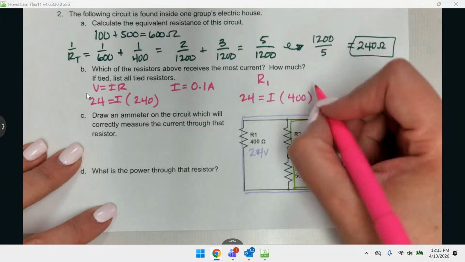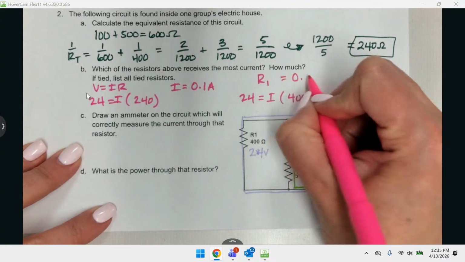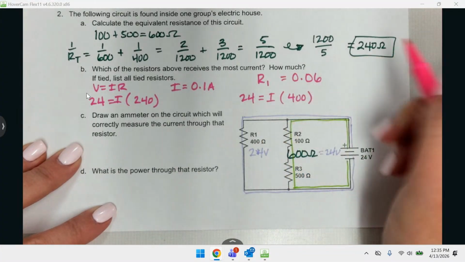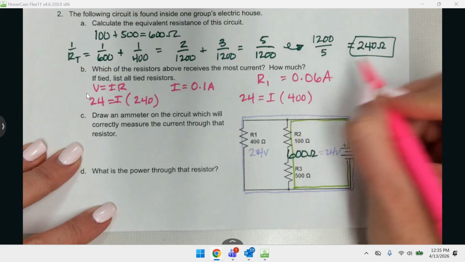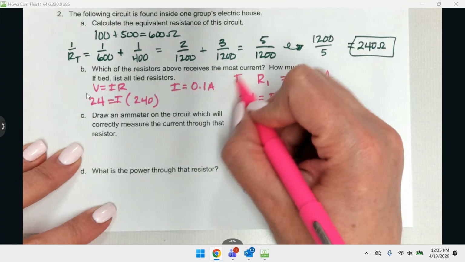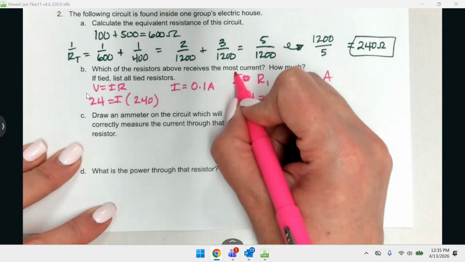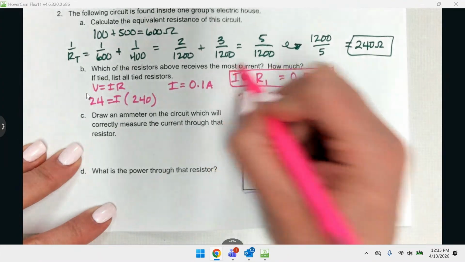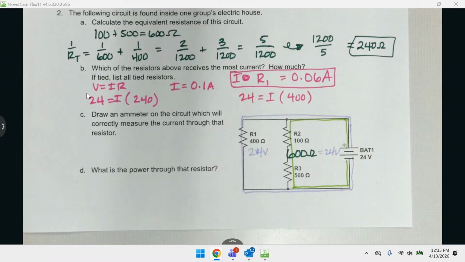Which is 0.06. So the current going through there, the current at R1, is 0.06 amps. And that should be the most current.